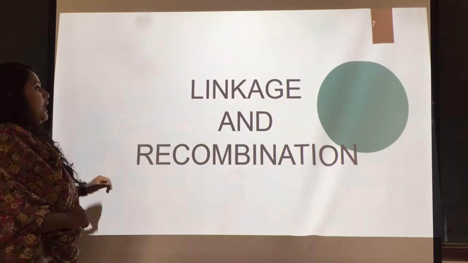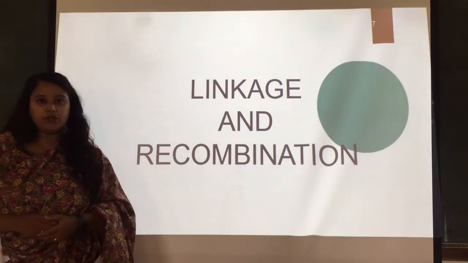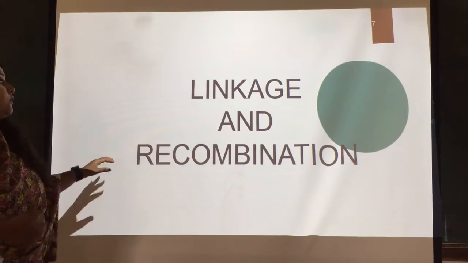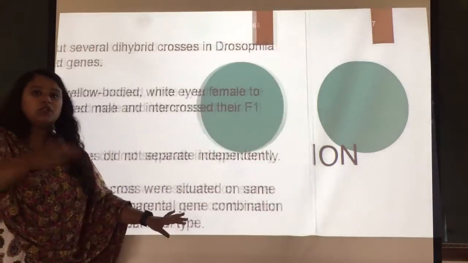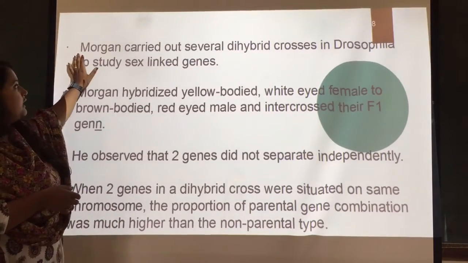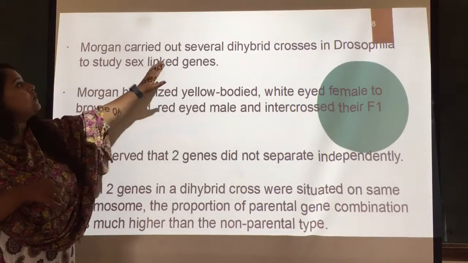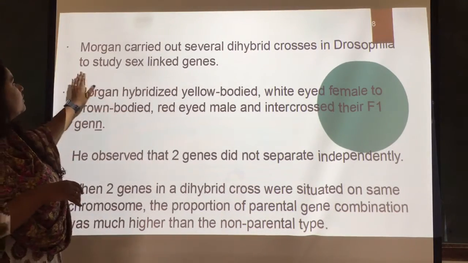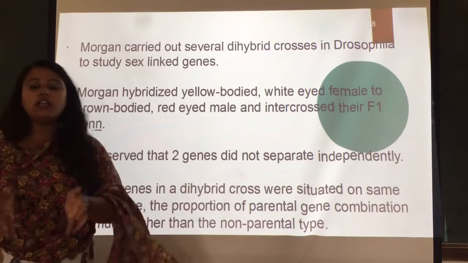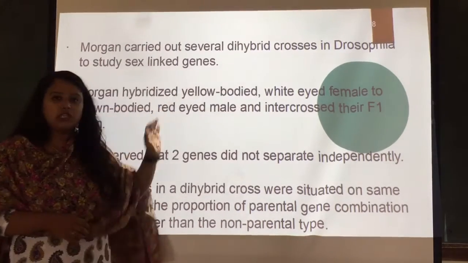Clear? Okay. The next topic of this chapter is linkage and recombination. Linkage means, now we are going to see both the terms in detail with examples, right? First we are going to see who carried it out and why. Morgan carried out several dihybrid crosses in Drosophila to study sex-linked genes, right? So linkage and recombination is very useful to study sex-linked genes.